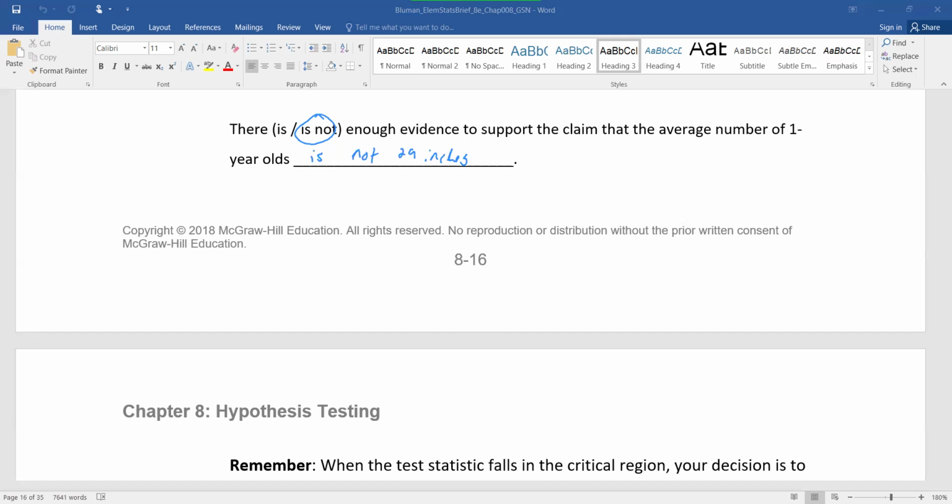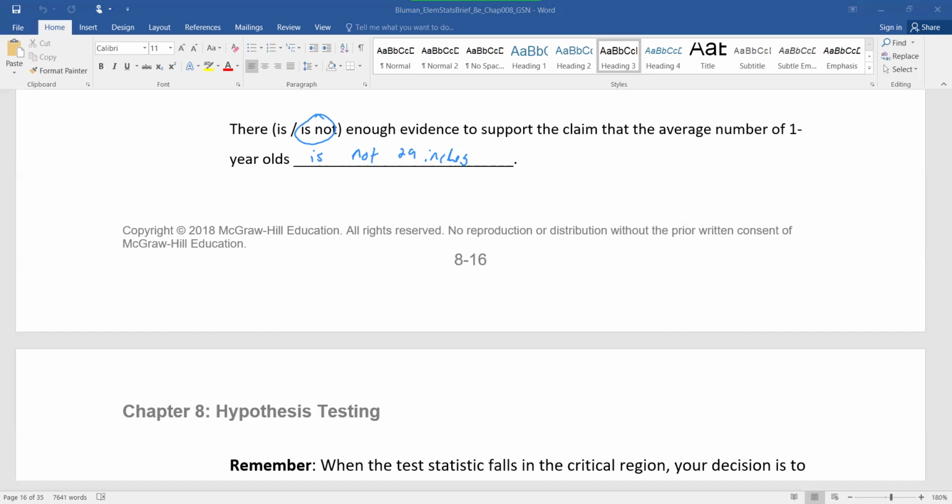So remember, our claim was that it differs from 29, but because we failed to reject the null, we just don't have enough evidence to state that it could not be 29 inches. All right. Questions on that, and that's with a 95% confidence level.